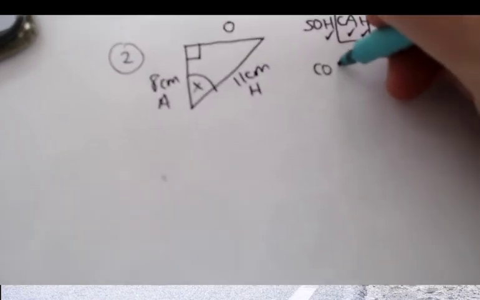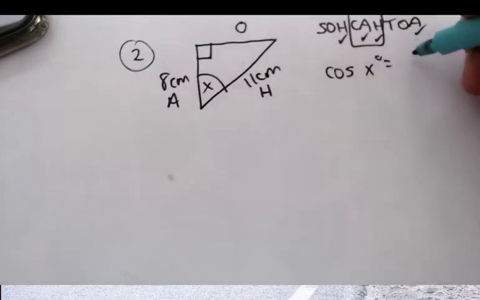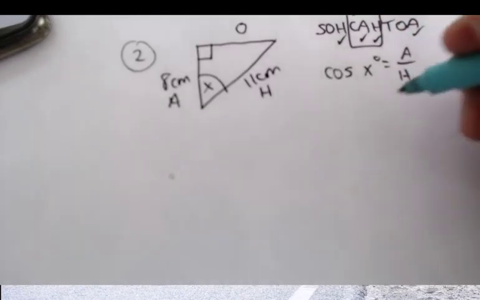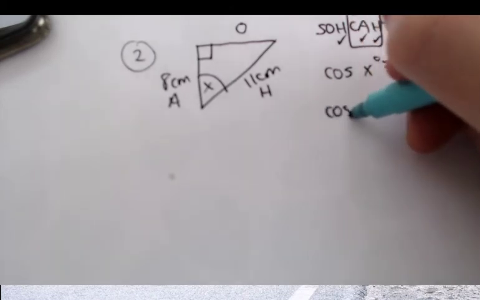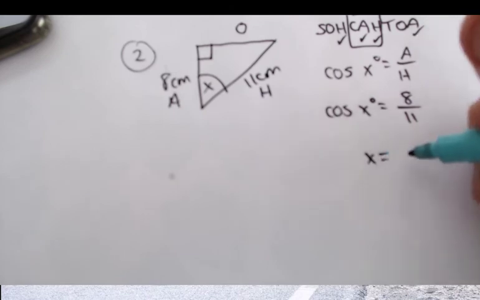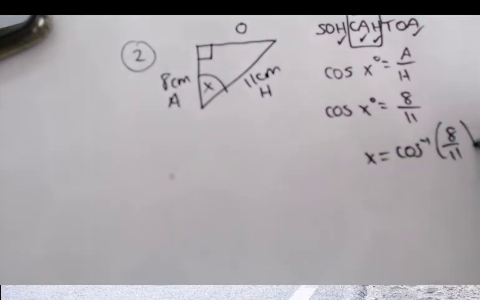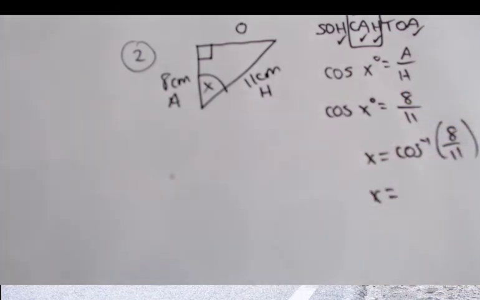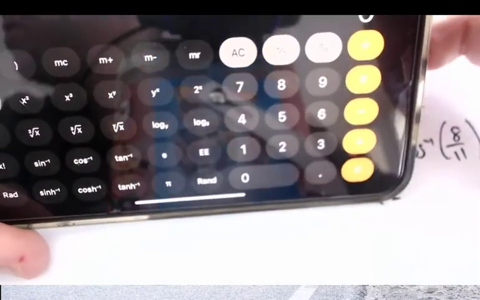So I write out the rule. So cos x is going to equal adjacent over hypotenuse. I fill in the information. Cos x is going to equal 8 over 11. I want to get the size of x, so I need to do the inverse cos of 8 over 11. I go to my calculator, flip it around, so I want 8 divided by 11, and then I want to inverse cos, 43.3.